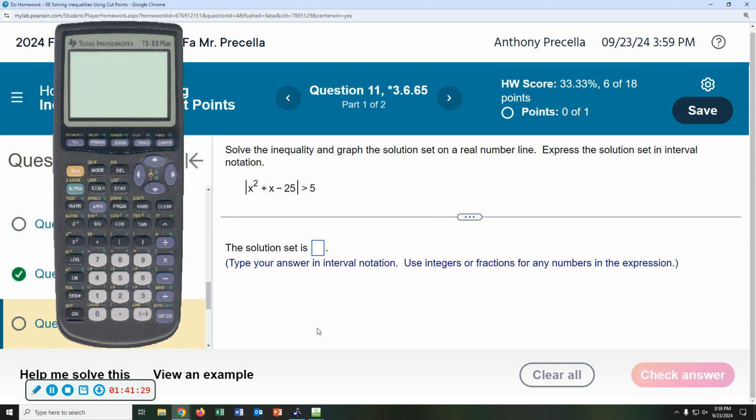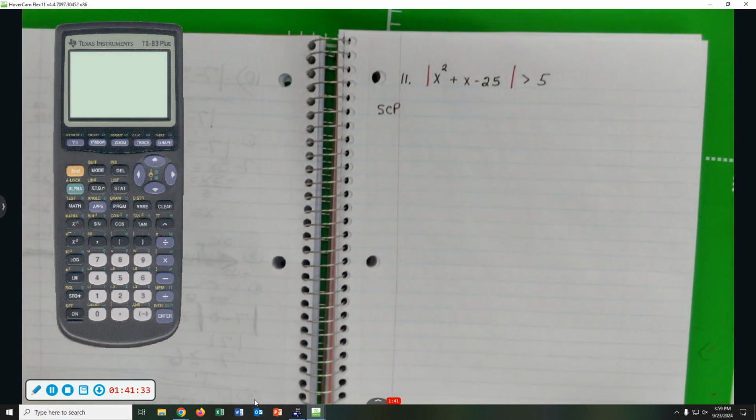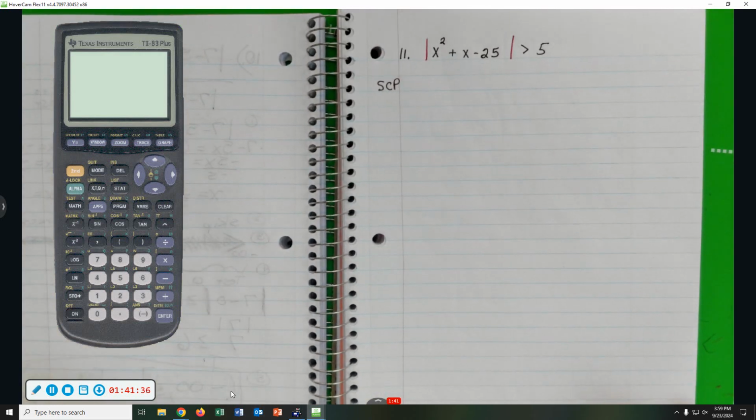So, oh yeah, you're right. Change it over. Oh, let me move this up. And I think I'm going to be able to get it done on this sheet of paper.